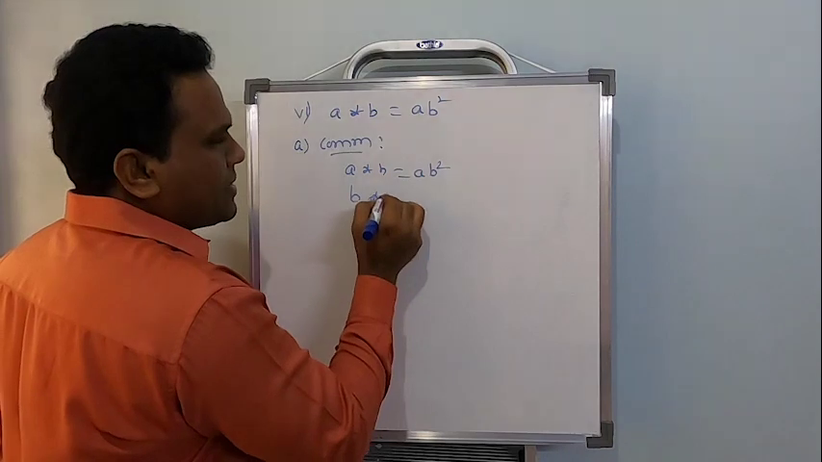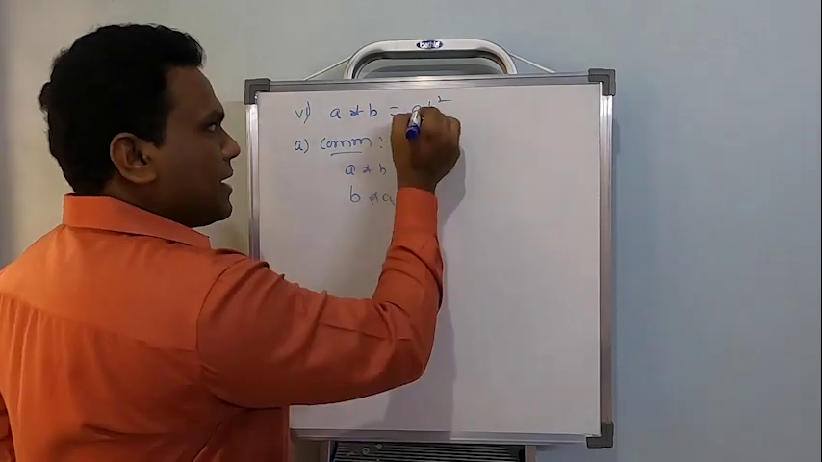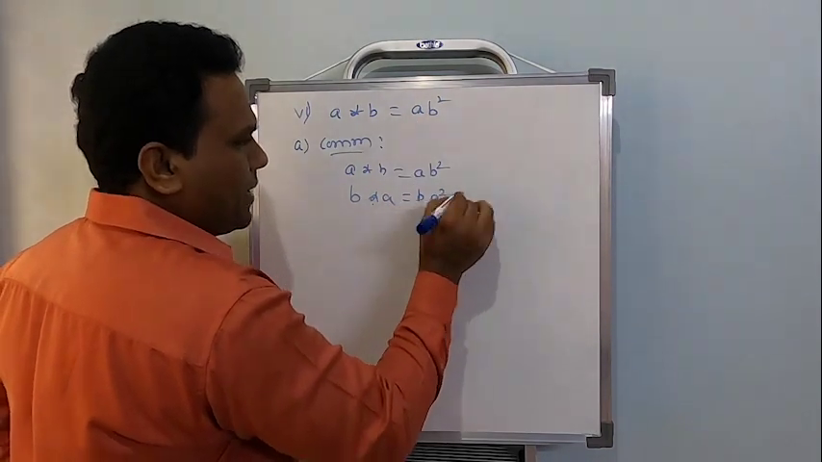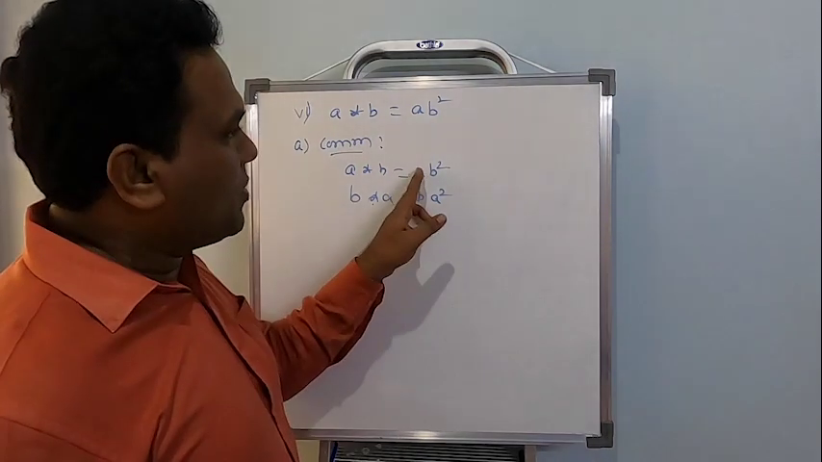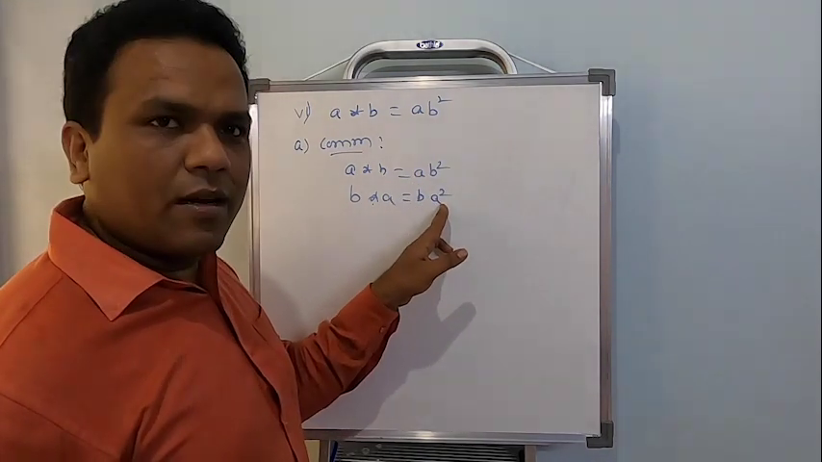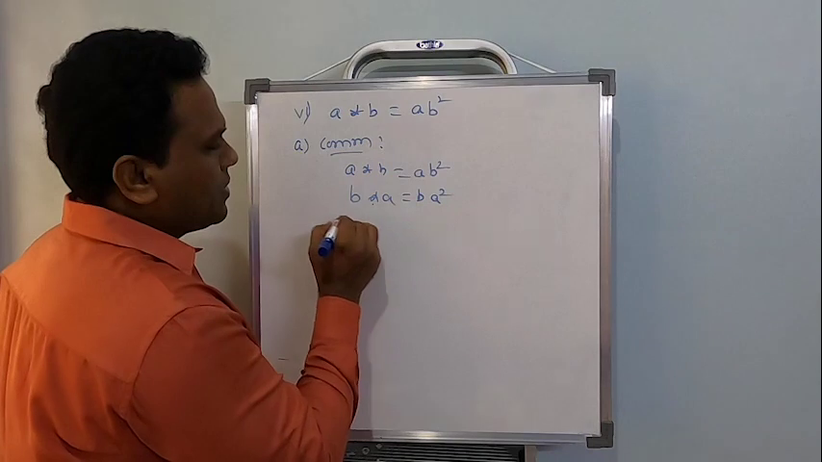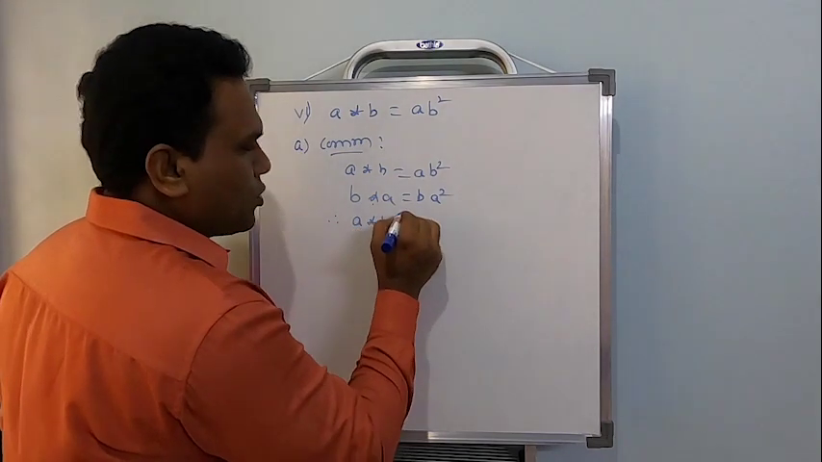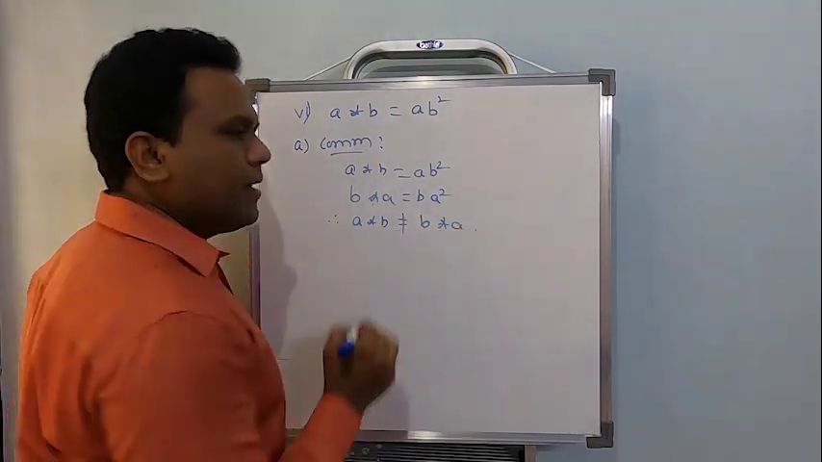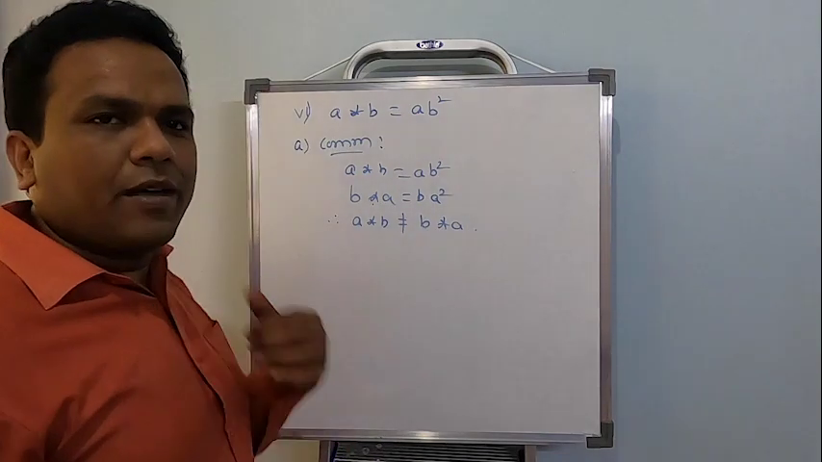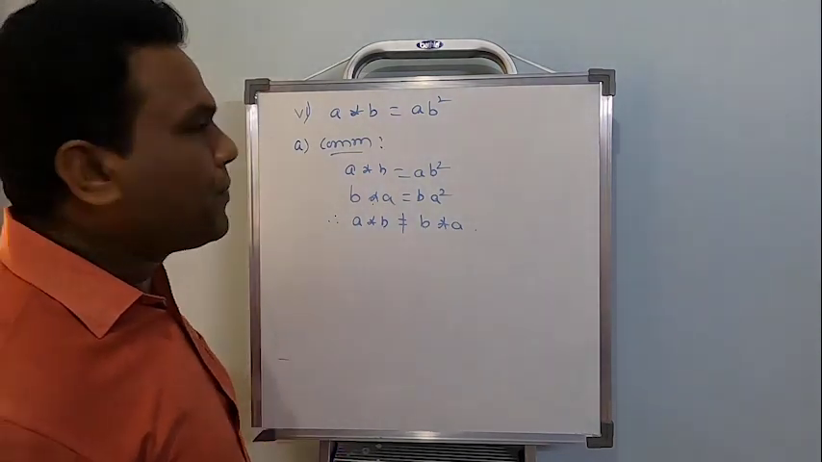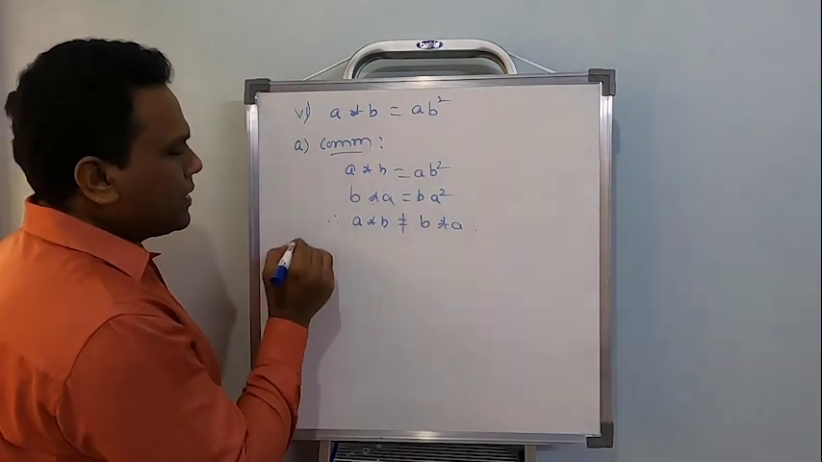So what is actually B star A? If I write it, B star A by using this definition will be BA square. Is it possible to say AB square equal to BA square? That's nowhere possible. Hence A star B is not equal to B star A. Therefore star is not going to be commutative. Clear? Right. Now let's come to the next.